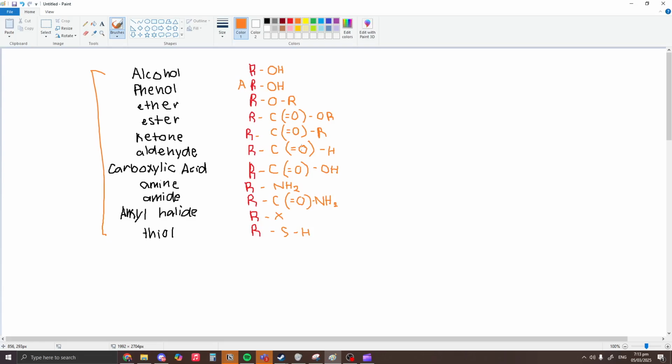Now, let us double check, okay? Of course, we have to double check always. So first we have alcohol, ROH, phenol, AROH, ether, ROR, ester, RC double bonded O, OR, ketone, we have RC double bonded O, R, and then we have aldehyde, RC double bonded O, H, carboxylic acid, COOH, as we know, amine, NH2, amide, we have C double bonded O and then NH2, and then we have alkyl halide, which is RX, and thiol, which is RSH.